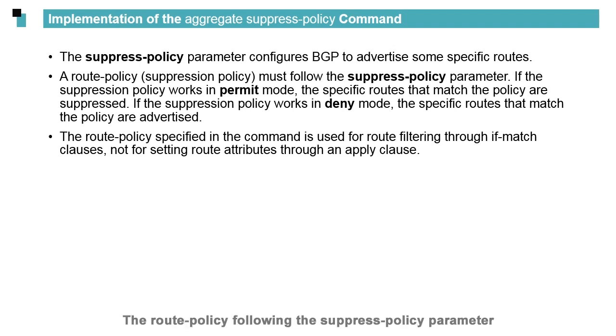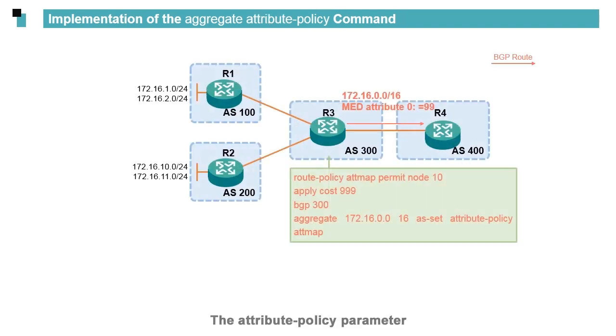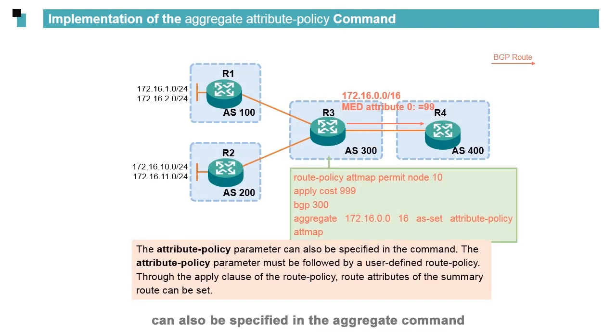The route policy following the suppress policy parameter in the command is used for route filtering through if-match clauses, not for setting route attributes through an apply clause. The attribute policy parameter can also be specified in the aggregate command. The attribute policy parameter must be followed by a user-defined route policy. Through the apply clause of the route policy, route attributes of the summary route can be set.